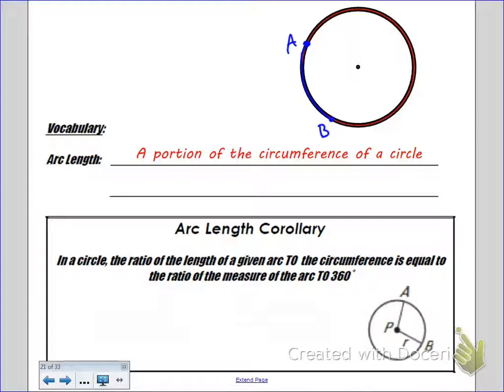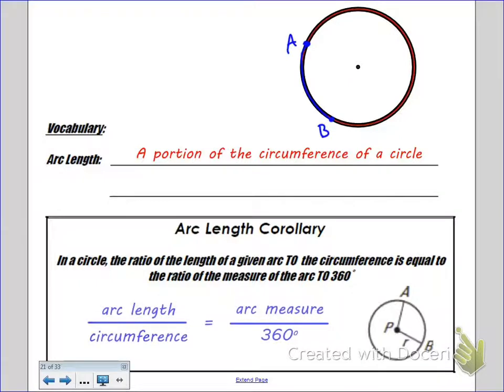Now, because arc length is a piece of the circumference, we're going to use ratios to figure out the length of an arc. So in a circle, the ratio of the length of a given arc to the circumference is equal to the ratio of the measure of the arc to 360. This proportion, remember a proportion is when I have two ratios equal to each other, represents the relationship between arc length and circumference, and it has the same relationship as arc measure to 360 degrees.